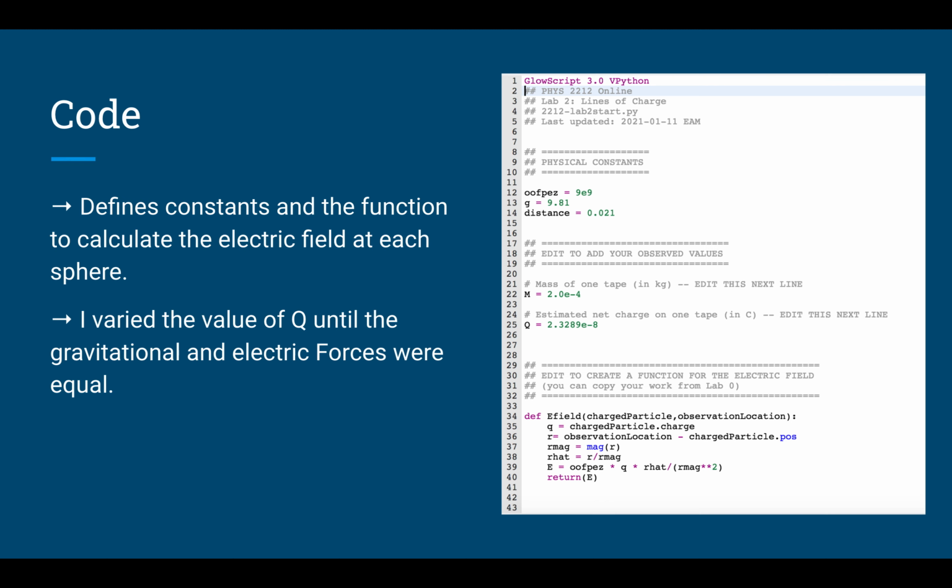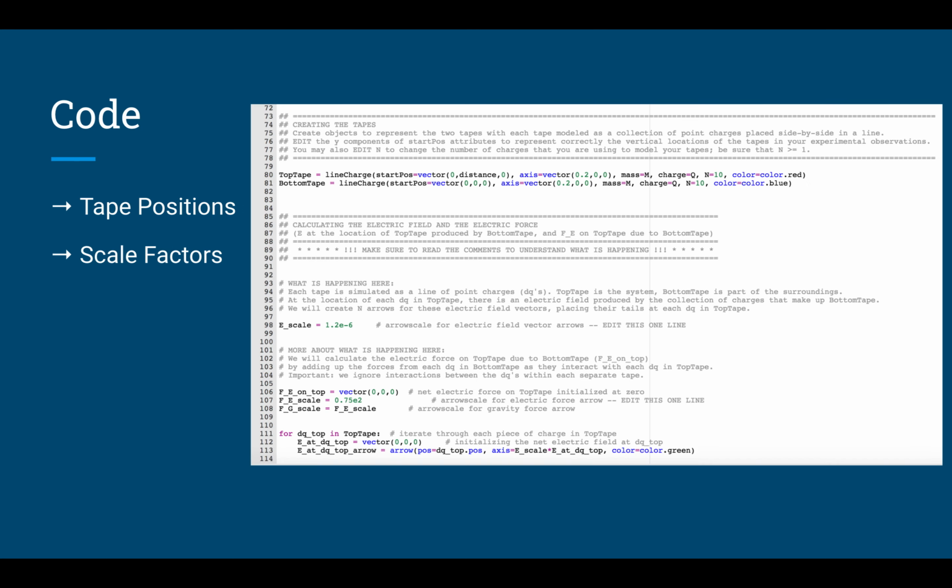In the first part of my code, the constants are defined and a function is written to calculate the electric field when analyzing each sphere as a separate point charge to make up the line of charges. I came back to line 25 later and varied the value of charge Q until the magnitudes of the electric and gravitational forces were equal. Here, I first edited the positions for the top and bottom tape by adding the separation distance between the two tapes into the code for the top tape.